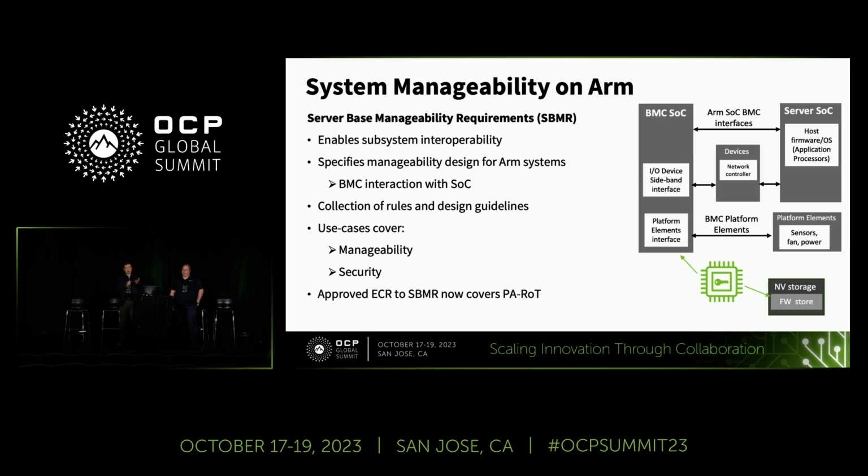It specifies the manageability design for the ARM ecosystem, trying to be as common as any other server systems that you have been seeing, with the same kind of interfaces as much as possible. So it's a collection of design guides and rules to ensure that no matter which server system you're procuring, they offer at least the baseline interfaces that we can all use. The use cases cover not only manageability, but also the security side. We have the ECR, which stands for engineering change request. We have a set of earlier versions of the spec already, but now we also have the approved ECR that documents how this specification covers the PA-RoT.